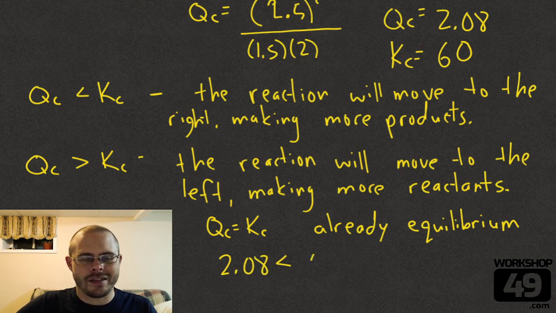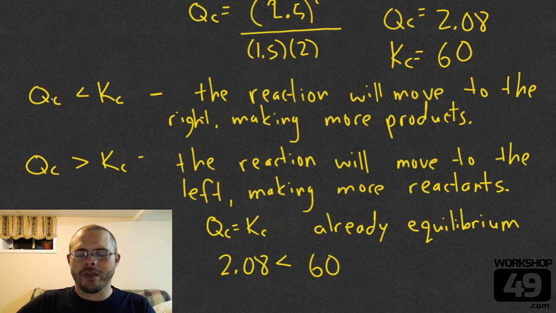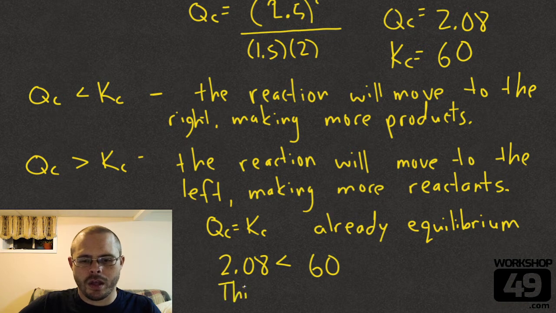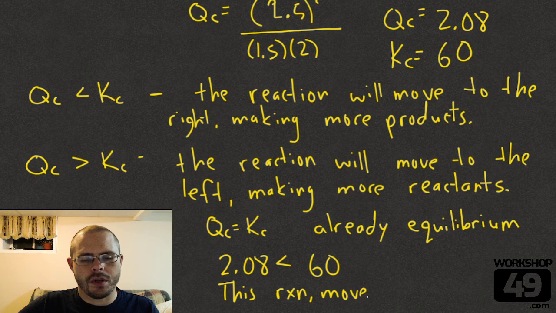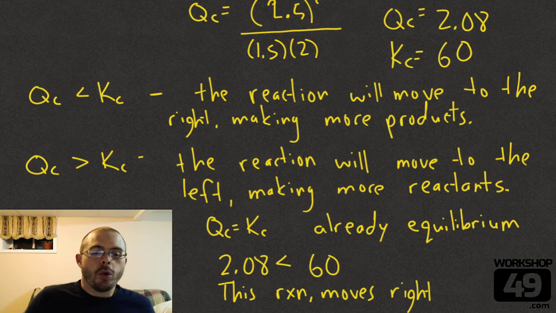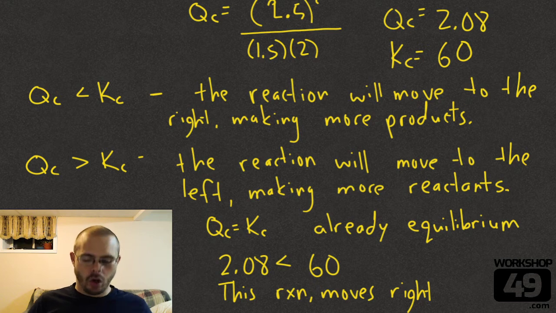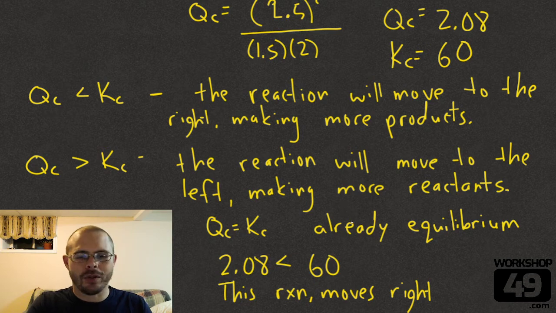In this case, 2.08 is less than 60. That means it's the first case, Qc less than Kc. This reaction moves right. We don't actually have to calculate all of the concentrations here, but we do know that it's going to move to the right, and that's all Qc does. Qc predicts which way a reaction will go. I'm going to do one more example here.